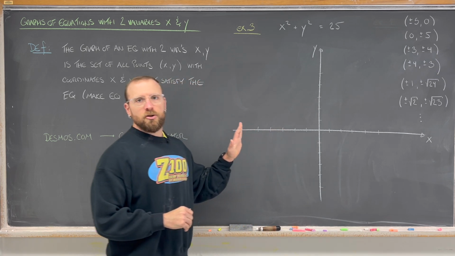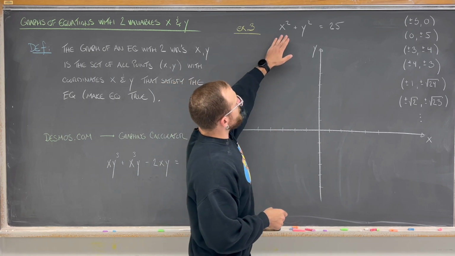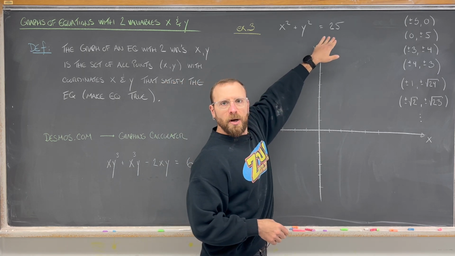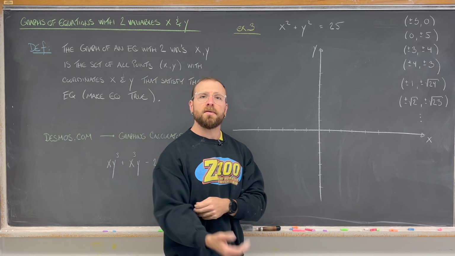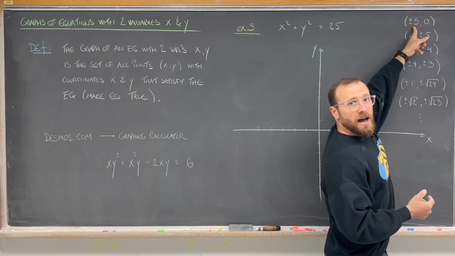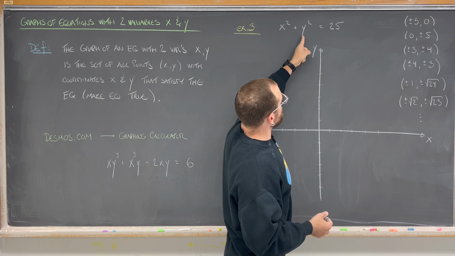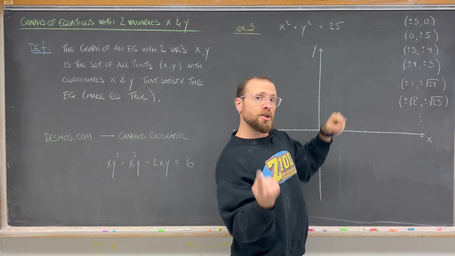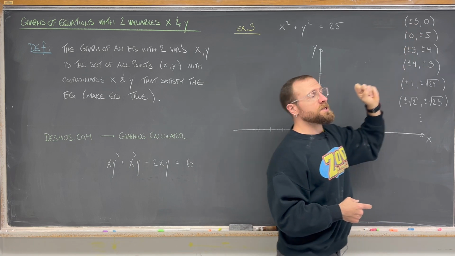One that we can actually do by hand, just to get a little bit of experience with this, is this equation right here, x squared plus y squared equals 25. This one is simple enough that I can think of some solutions off the top of my head. For example, if x is 5 and y is 0, this would say that 5 squared plus 0 squared equals 25, which is true. And it would also be true if x were negative 5 and y were 0.